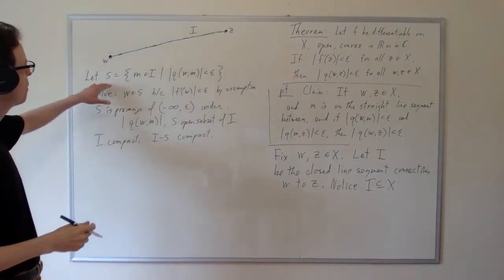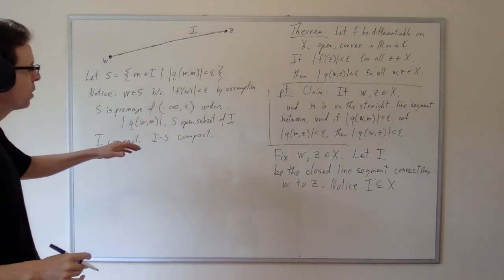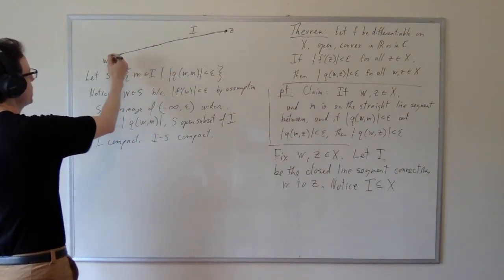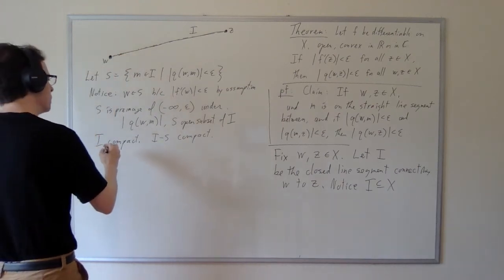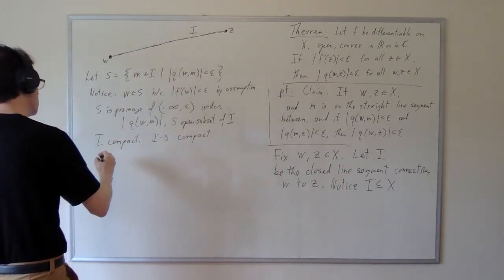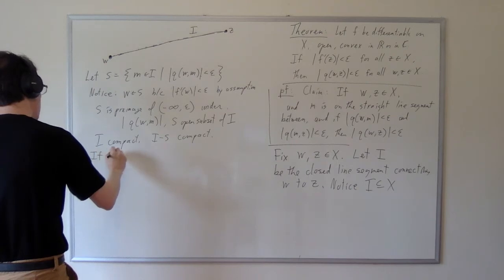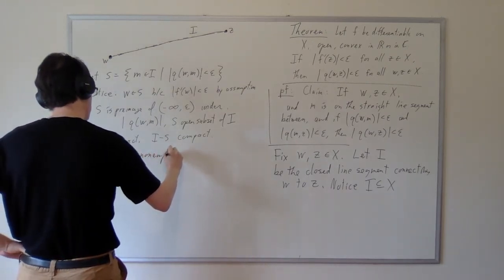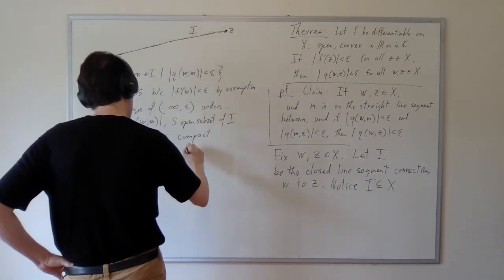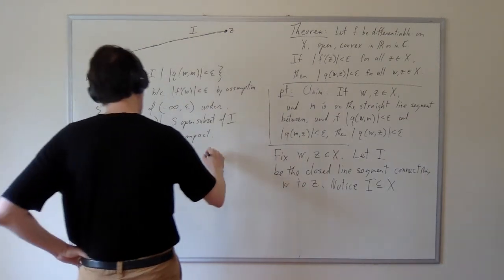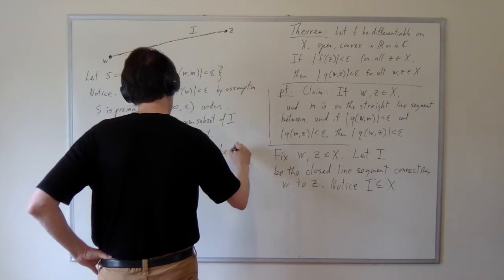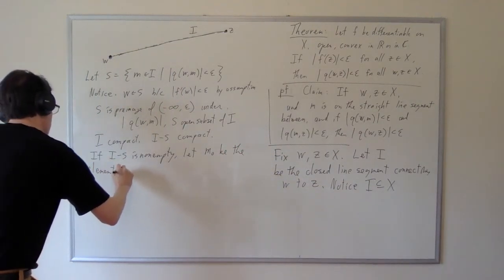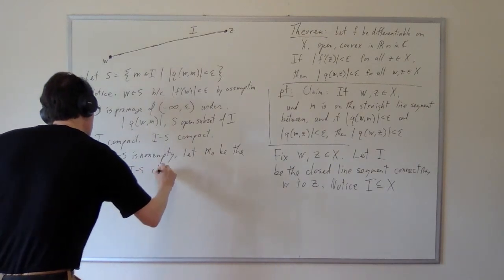Now, I hope that I minus S is empty. But if it's not empty, since it's compact, it will have a point in it which is closest to W. So it will have a point with minimal distance from W. So if I minus S is non-empty, then let's let M naught be the element of I minus S closest to W.